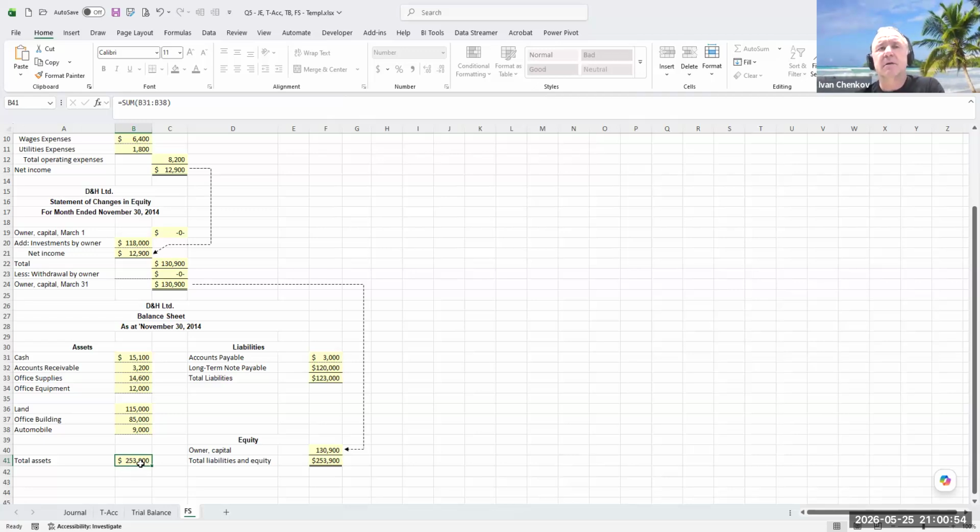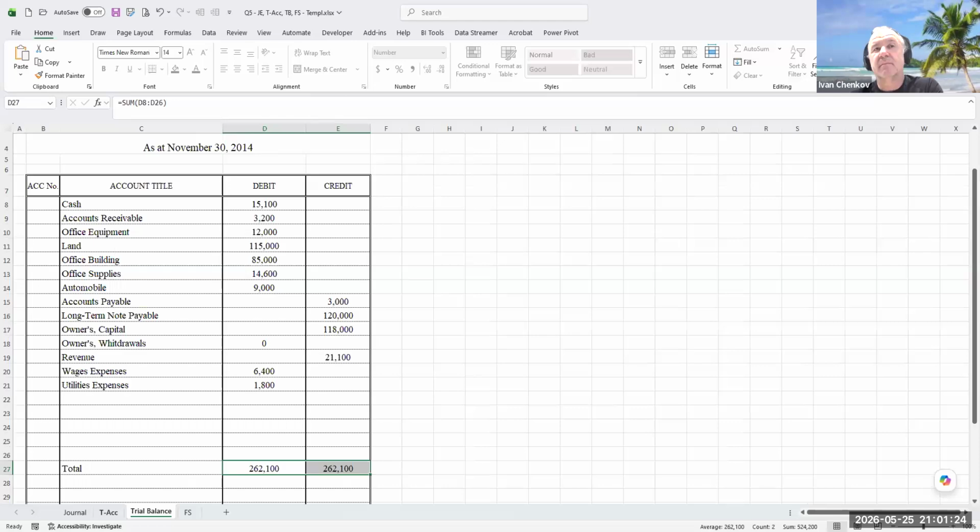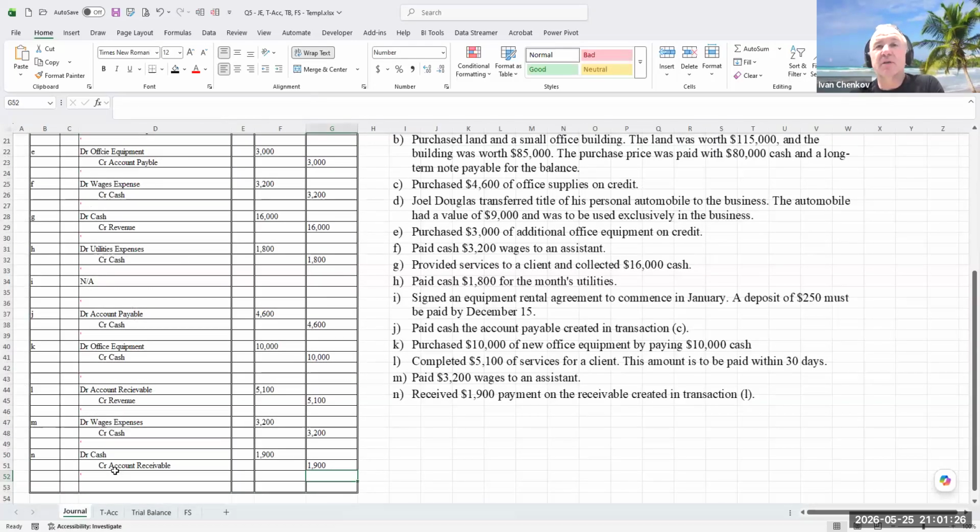Well, he's going to ask you, okay, so how come I have 253,900 assets, and you're telling me that only 130,900 is mine? Well, that's because you still have to pay $3,000 for the office equipment, and you have to pay for the long-term notes payable for which we purchase the land and the office building. Once you pay those one with the assets that you have, the rest is yours. Those are the explanation what you have to do.